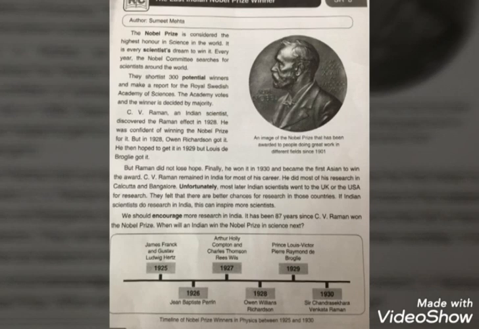C.V. Raman remained in India for most of his career. He did most of his research in Calcutta and Bangalore. Unfortunately, most later Indian scientists went to the UK or the USA for research.